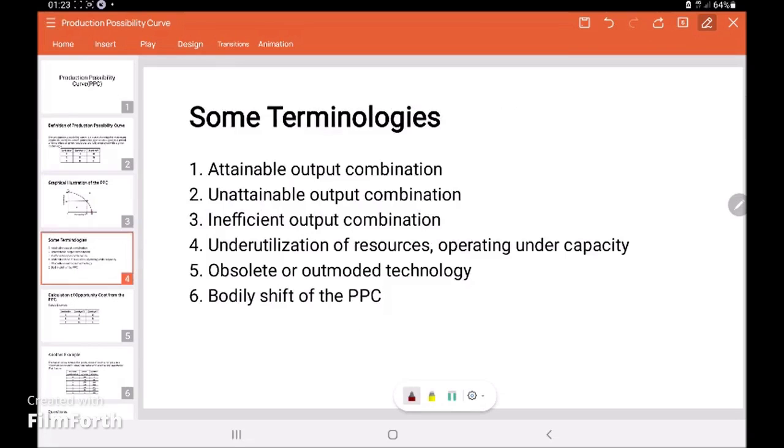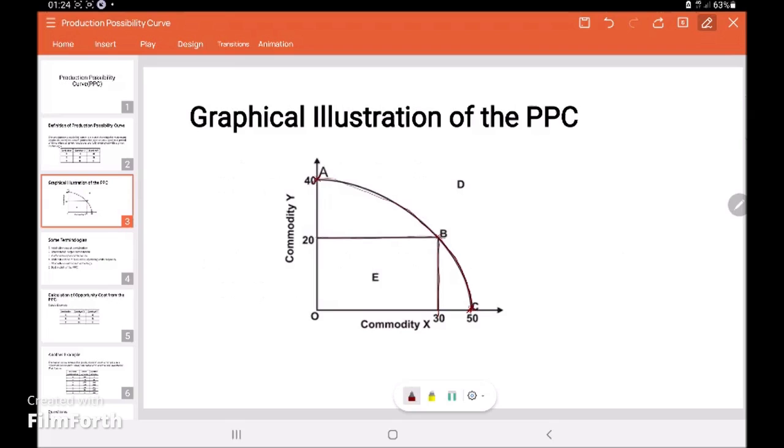Now, in the next slide, we'll see that we can use the production possibility curve to learn about the following terminologies. We have attainable output combination, unattainable output combination, inefficient output combination, underutilization of resources or operating under capacity, obsolete or outmoded technology, and bodily shift of the production possibility curve, PPC. So when you go back to the diagram, we can use it to explain some of these terminologies. You'll be asked in exams, so pay attention to it.